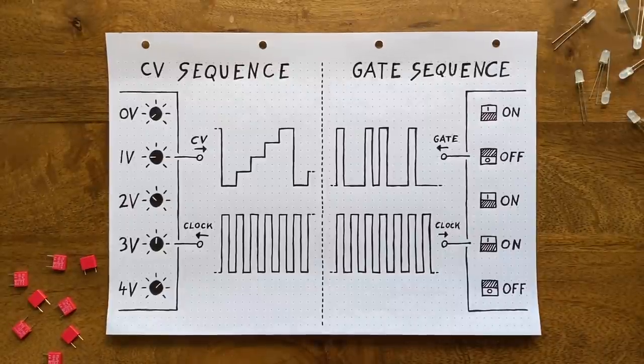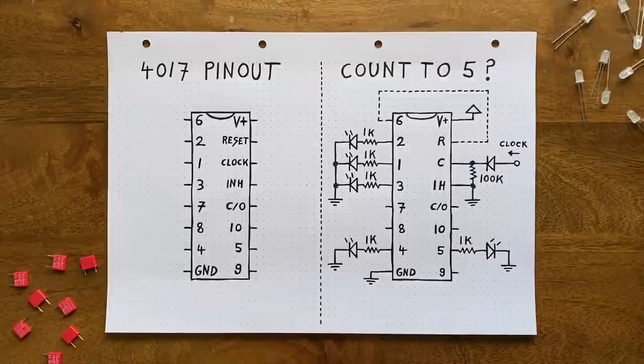Now, ideally, you'd want your sequencer to be able to send out both types of sequences at once, so that it's able to provide both melody and rhythm simultaneously. And even though that might sound somewhat complex, it's actually reasonably easy to achieve. To do it, we'll use an old favorite from the synth DIY scene, the CD4017. It's a simple decade counter chip, which means that it's able to count from 1 to 10.